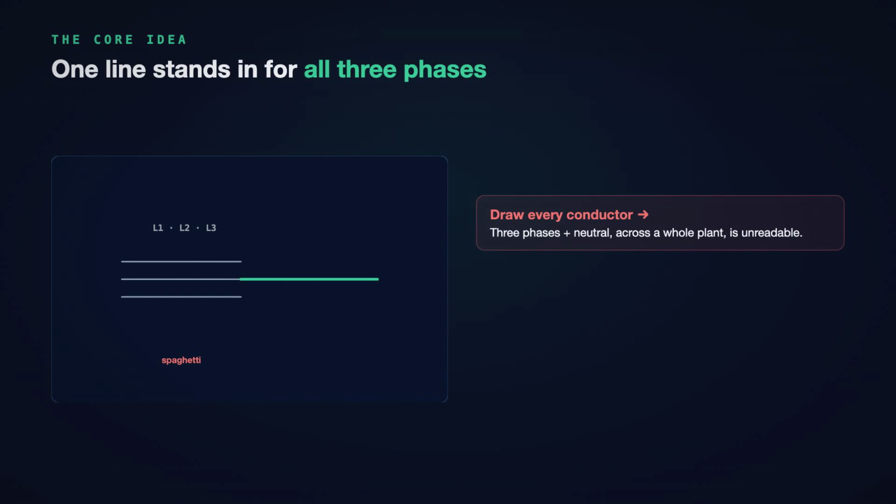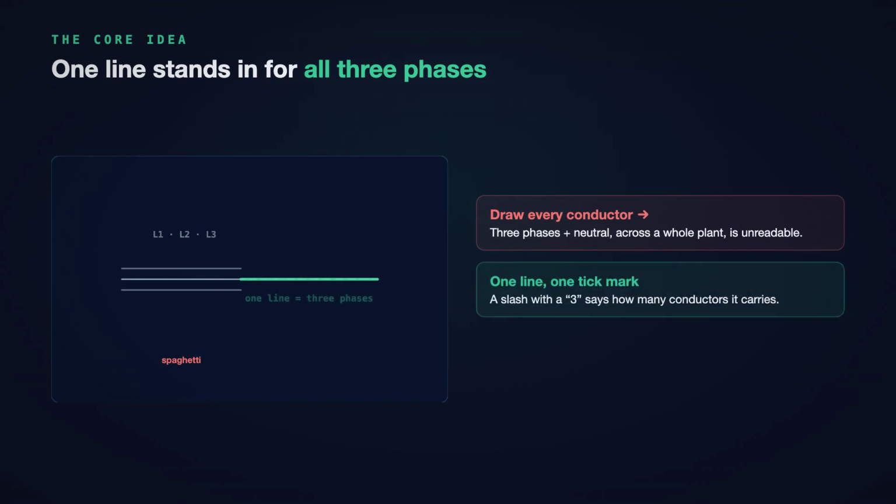One line stands in for all three phases at once. A small slash across the line, with a number beside it, tells you how many conductors it really carries. 3 phases, 1 line, 1 tick mark. That is the whole trick. You will also hear it called a one-line diagram, or just an SLD.